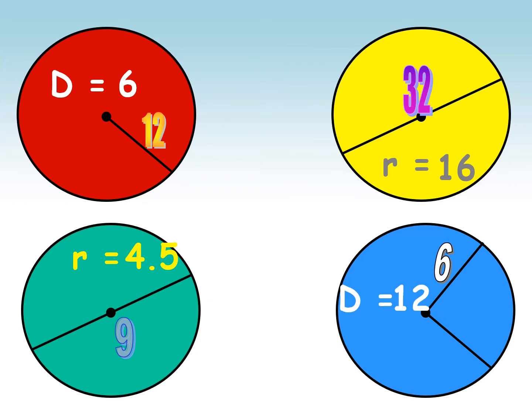So, given that the radius is 12, automatically the diameter is 24. And given that the diameter is 32, the radius is 16. So, given the diameter, to solve for r, we simply divide it by 2. So, r equals 4.5. And given the radius, to get the diameter, we are going to multiply it by 2. So diameter is equal to 12.